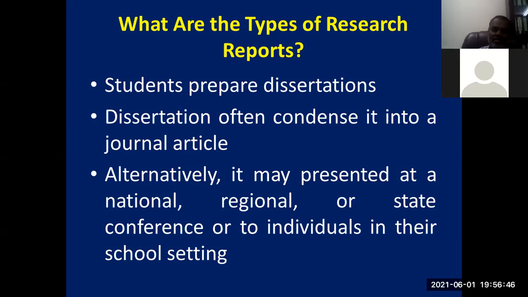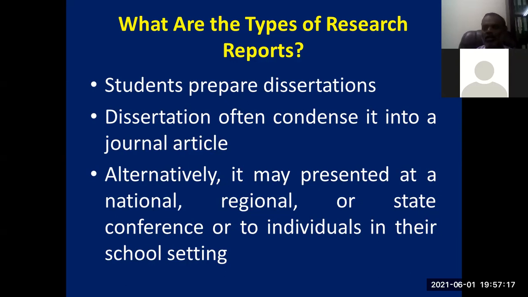The dissertation is often condensed into a journal article. Once you finish your dissertation, the dissertation work is going to be converted into a journal article. So you are writing a report as a dissertation, and that dissertation report is later converted into a journal article. Alternatively, it may be presented at a national, regional or state conference, or by individuals in their school settings. So there are different ways you can report.